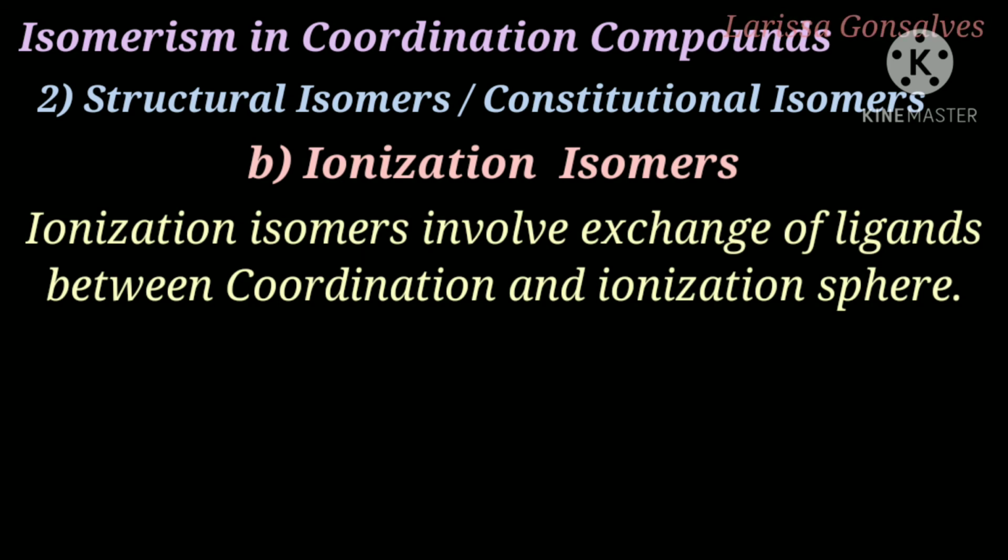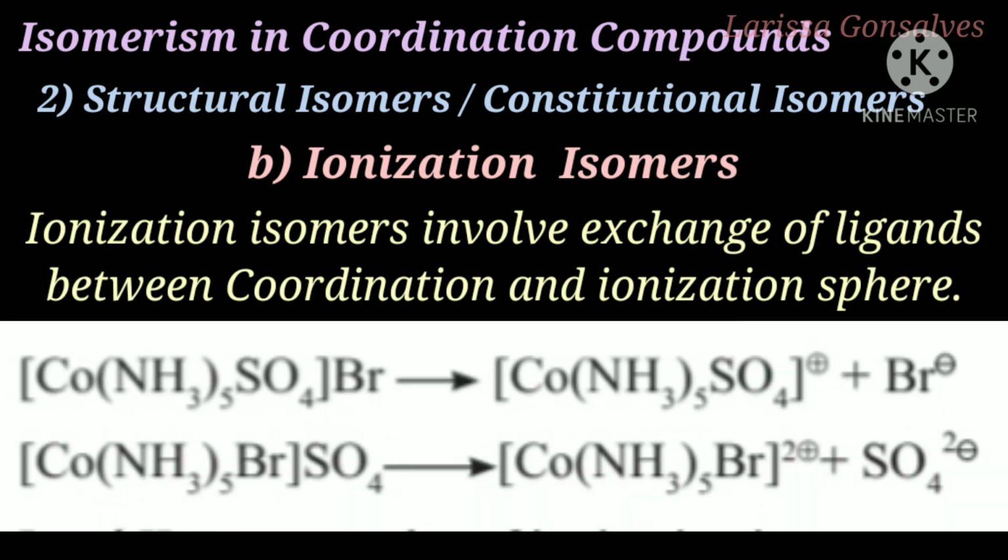If the above complexes ionize in a solution, they give different ions. For example, [Co(NH3)5SO4]Br will split up as [Co(NH3)5SO4]+ plus Br-. Similarly, the second coordination complex will split up as [Co(NH3)5Br]+ plus SO4 2-.